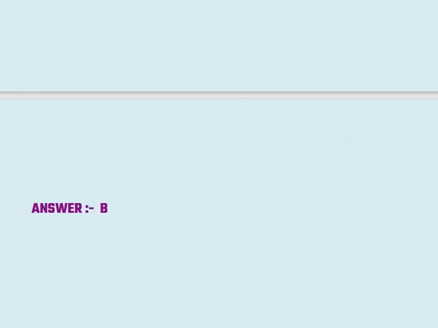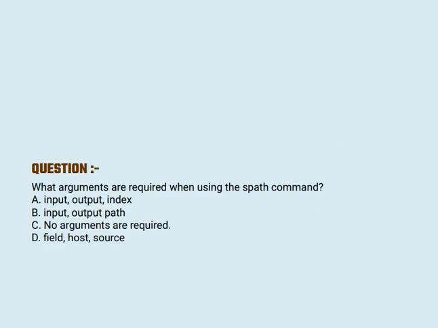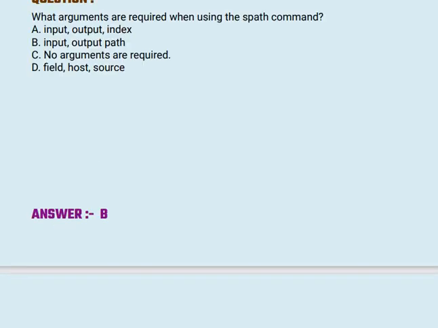Next question is, what arguments are required when using the path command? Option A, input output index. Option B, input output path. Option C, no arguments are required. And option D, field host source. The correct answer is option B.